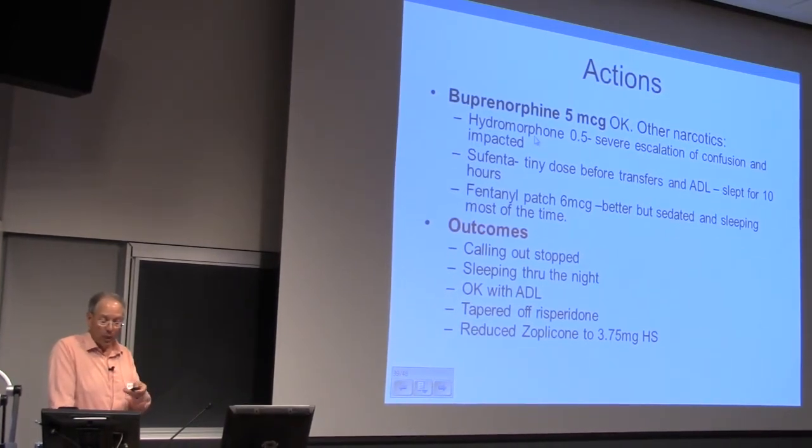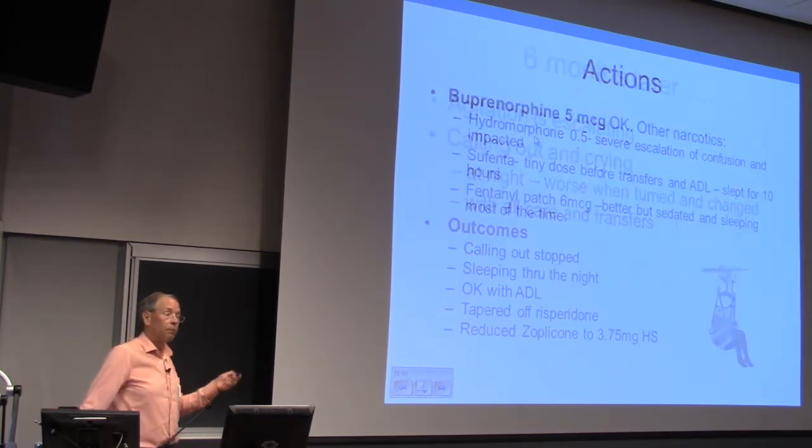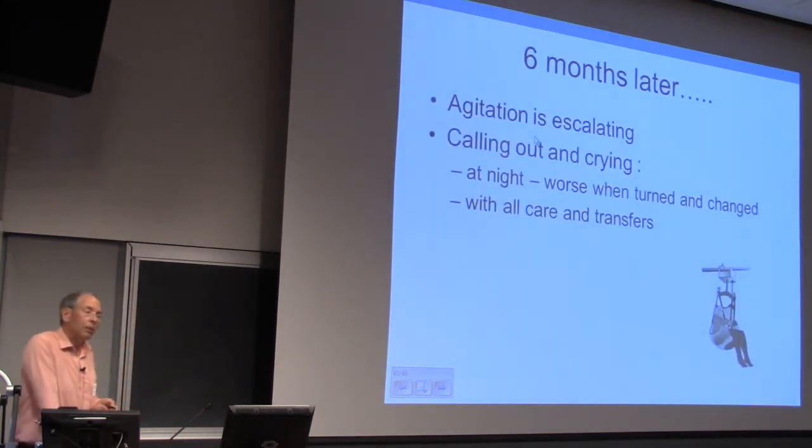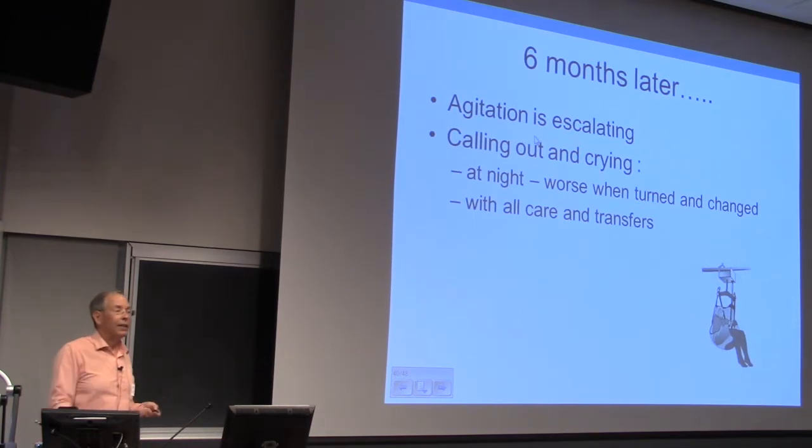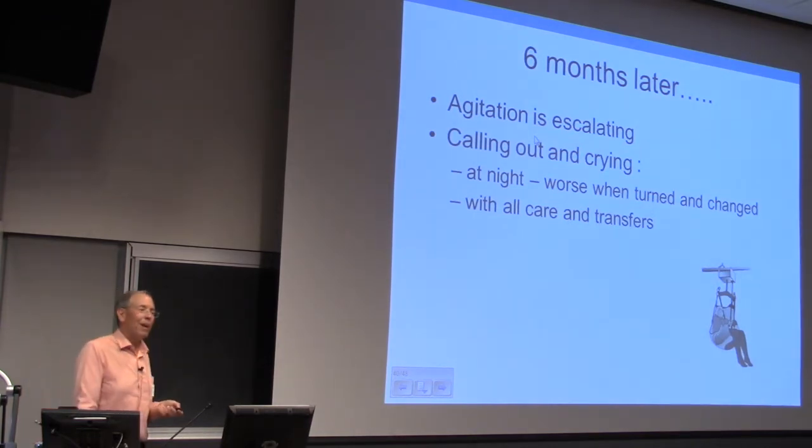So with just the 5 micrograms of buprenorphine, the calling out stopped. She was sleeping through the night. She was okay with her ADL. We were actually able to taper off the risperidone. She didn't need it anymore. And we reduced her zopiclone to 3.75 milligrams, so it was like a bonus, just treating her pain, once the penny dropped. So things were great, and we thought, wow, this is just great. And then 6 months later, it came back again.